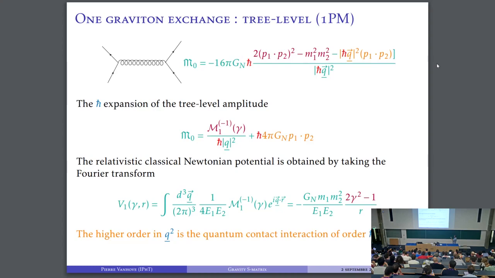If I Fourier transform that expression, in 3 dimensions, I'm getting exactly Newton's potential. So in fact, you see that the classical result, that is relativistic Newton's potential, comes at the 1 over h bar piece of a tree level, 1 graviton exchange. And there's an h bar piece, which is, as you know, the contact interaction that tells you that at very high energy, you have potential UV issues, right?